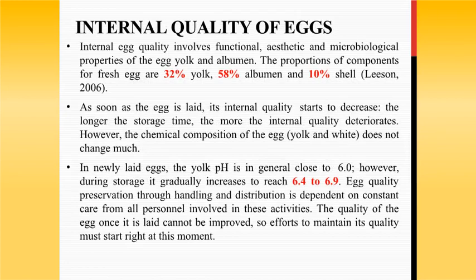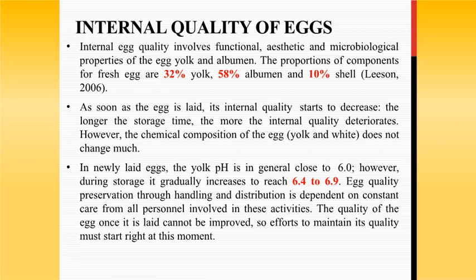Internal quality of eggs. Internal egg quality involves functional, aesthetic and microbiological properties of the egg yolk and albumin. The proportions of components for fresh egg are 32% yolk, 58% albumin and 10% shell. Leeson, 2006. As soon as the egg is laid, its internal quality starts to decrease. The longer the storage time, the more the internal quality deteriorates.